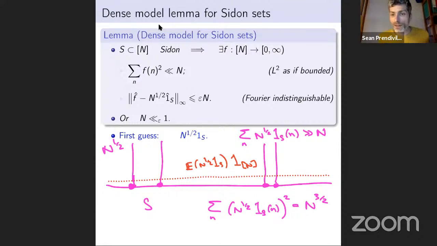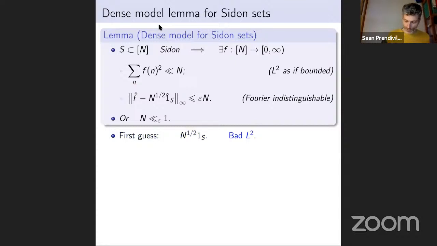So Zoe asks, is the L2 bound involved in all transference principle setups? No. So actually, we could work harder and have a generally bounded approximant if we wanted to. It could be L infinity bounded. We could get an Lp bounded function. Any of these things would work. But for Sidon sets, this is the easiest to prove. Okay. So yeah, this first guess is bad. It's got a bad L2 norm.